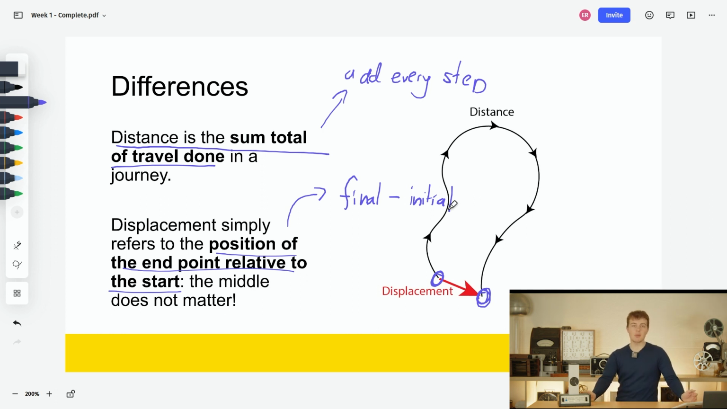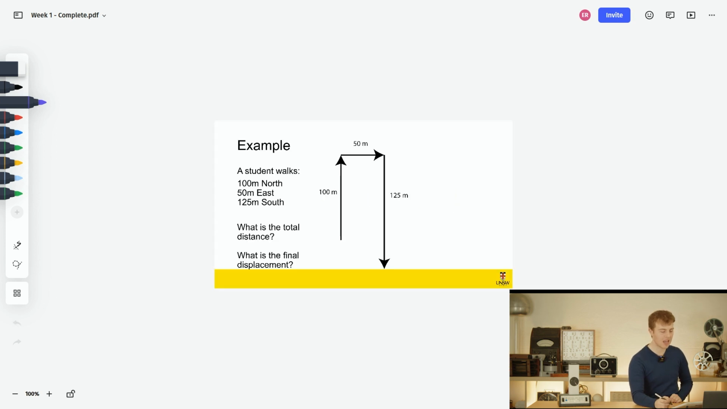For example, I'm going to go home and then come back tomorrow and film some more videos. The distance that I've traveled is probably a fair bit. I don't live too close to UNSW. But the displacement of me is going to be 0 because I'm going to be right back here where I've started. So displacement is just the difference between the start and the end.